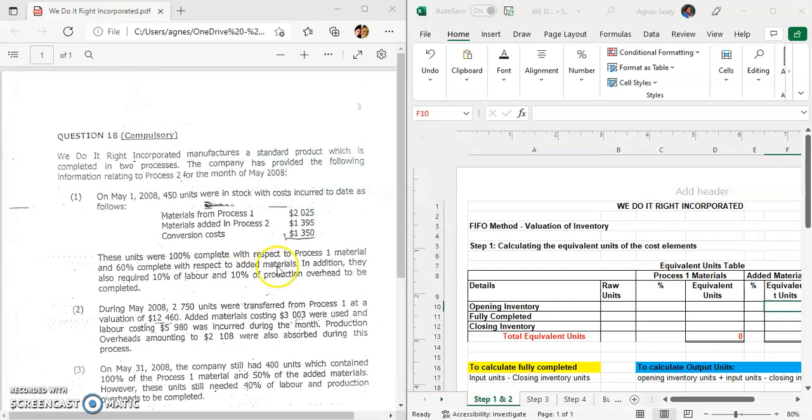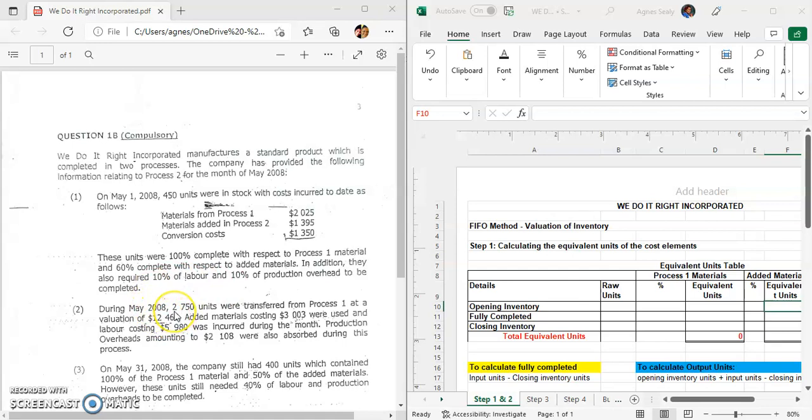It says, in addition, they also require 10% of labor and 10% of production overhead to be completed. So these 450 units need an additional 10% labor and 10% production overhead. In other words, they are already 90% complete in terms of labor. They already have 90% of the labor and the production overhead, so they just need an additional 10% of the labor and the production overhead to be completed.